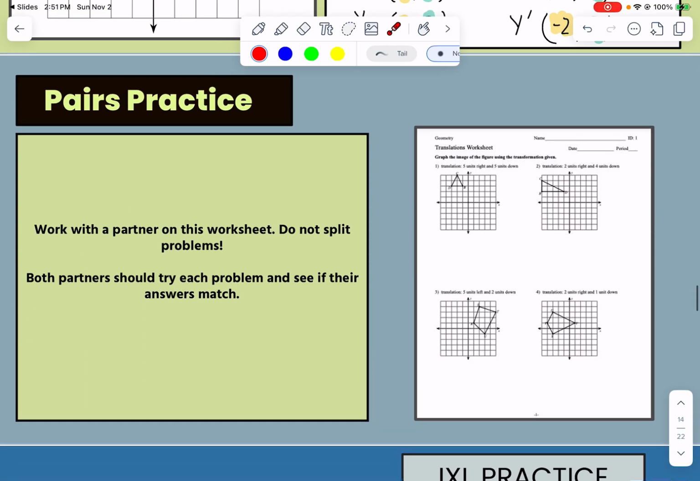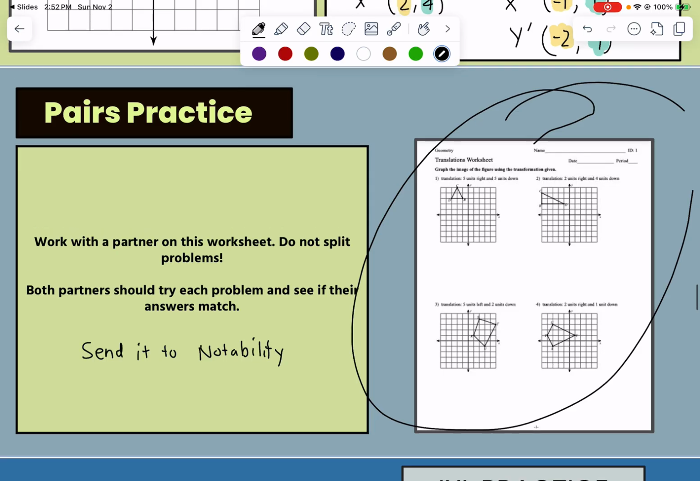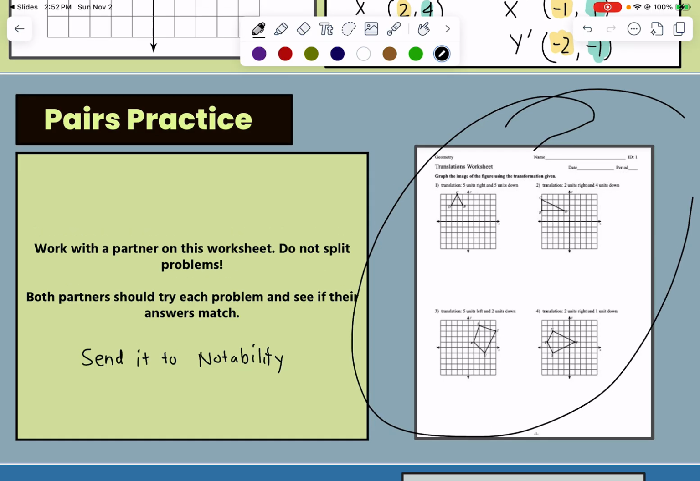If not, you are going to click on this image, send it to Notability. There are 2 pages. If your teacher has not already posted the answers, reach out to them, let them know. You need to check your work when you finish. And when you're ready, you can unpause.